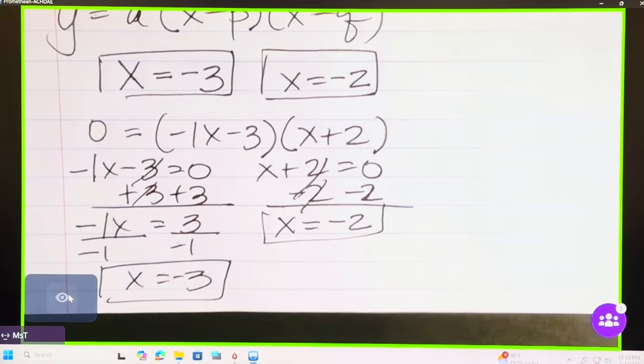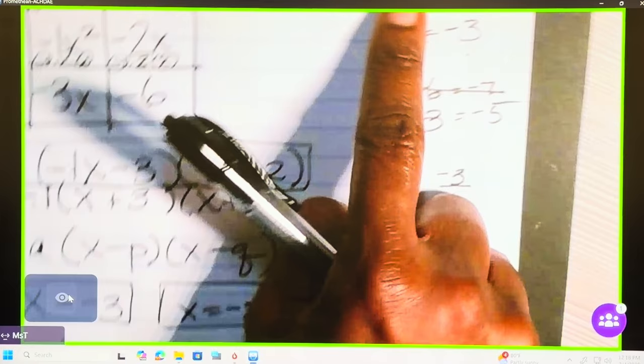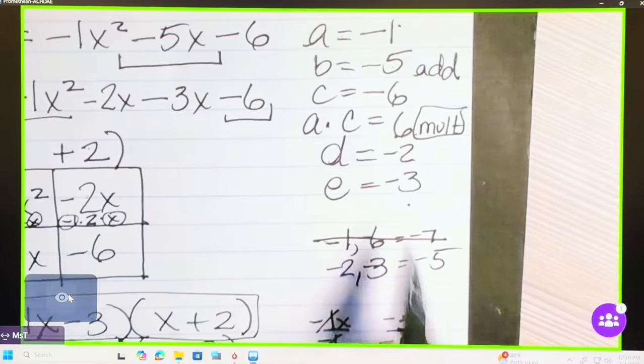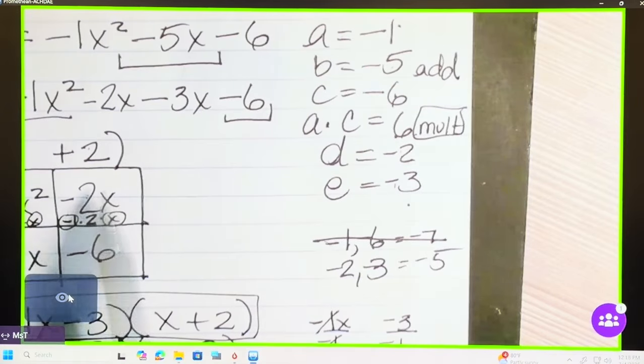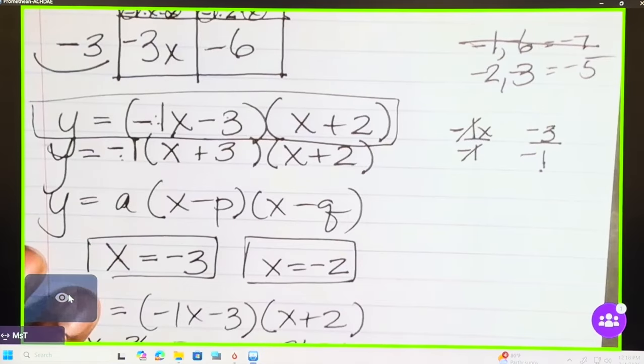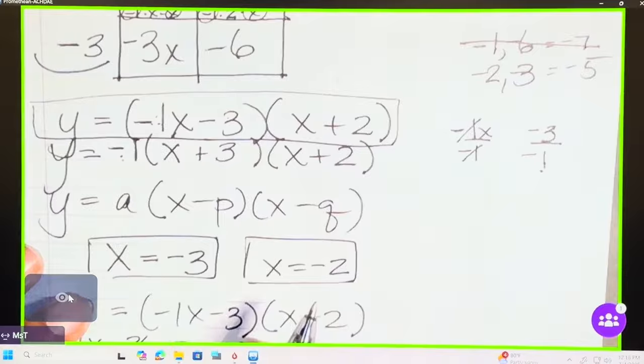Plug those numbers in. You got your A, B, and C. We're going to multiply A times C. Once we get A times C, we're looking for our D and E, two numbers that multiply to give us our A times C, but add to give us our B. Once we find those two numbers, we plug them into our Punnett square, and then we factor. Everybody got it? Yes. Set your factors equal to 0, and then we solve. Any questions? No? All right.